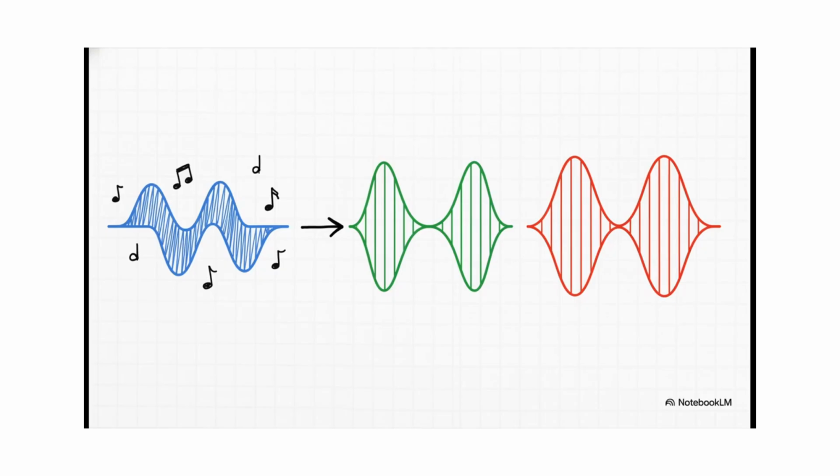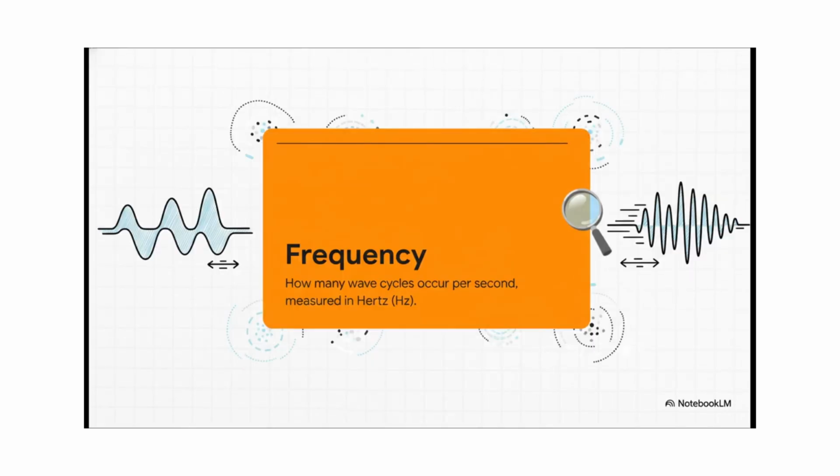And you've seen this in action with AM radio. The AM literally stands for amplitude modulation. To get music to your car, the radio station simply changes the wave's height, its amplitude, to perfectly copy the original sound wave.